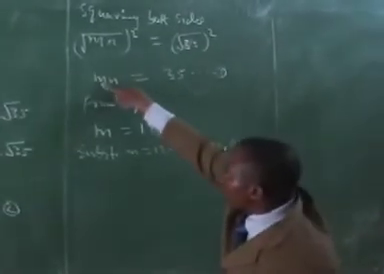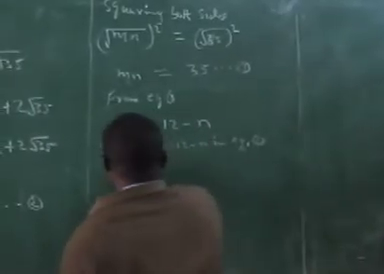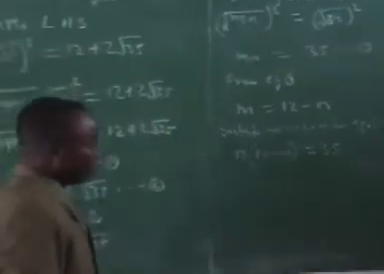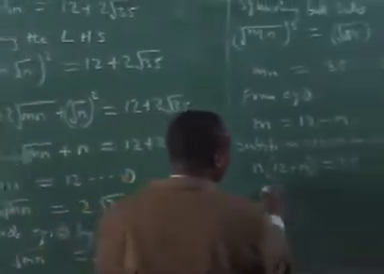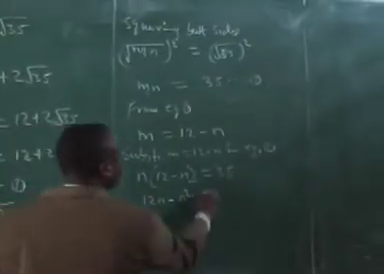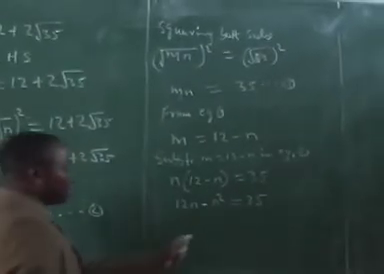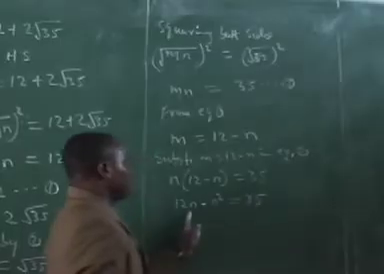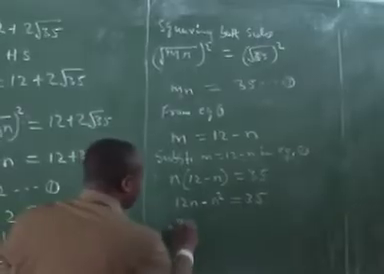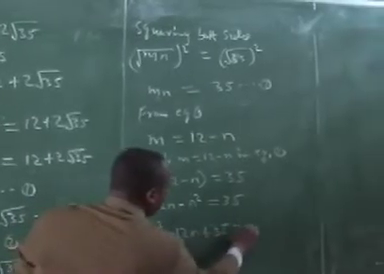And so, in the place of m, I'm going to put 12 minus n in equation 2. So we have n times 12 minus n equal to 35. If I do that, this side is giving me 12n minus n squared, is equal to 35. But it is the same thing as writing this way. If I take everything to this side, everything here will be 0, then the sign will change. So we have n squared minus 12n plus 35 is equal to 0.